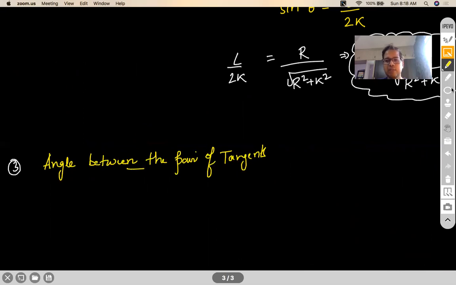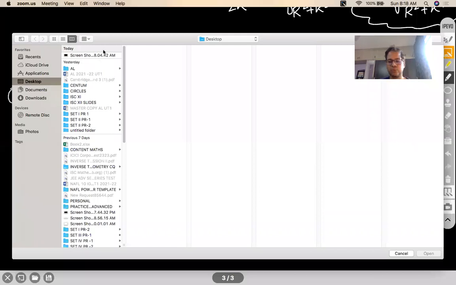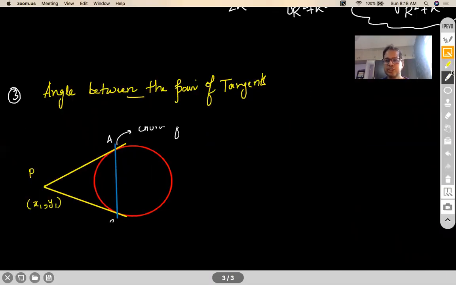Let me recall my figure yet again because I don't want to make it again. So there you go. Let's find out what is the angle between these two pair of tangents. So what is this angle? Let's say I call it phi.